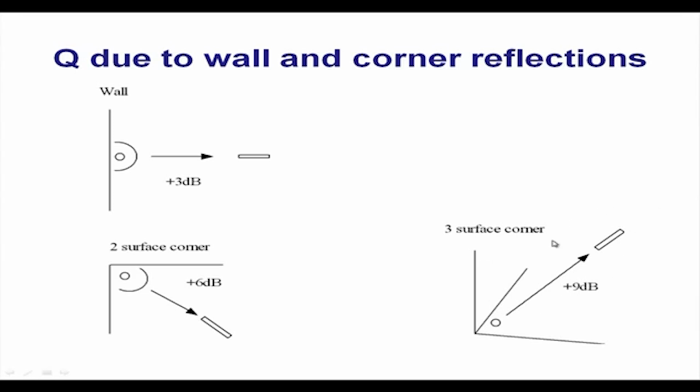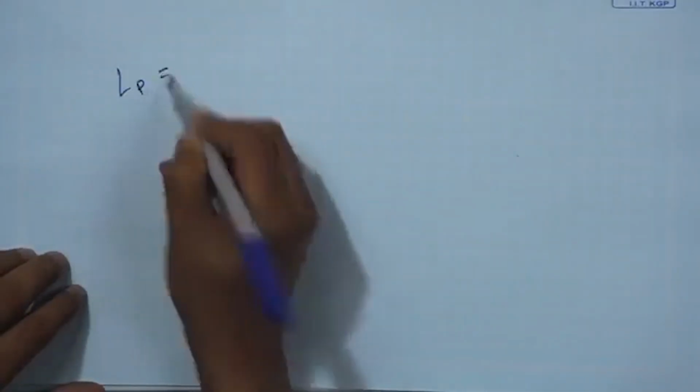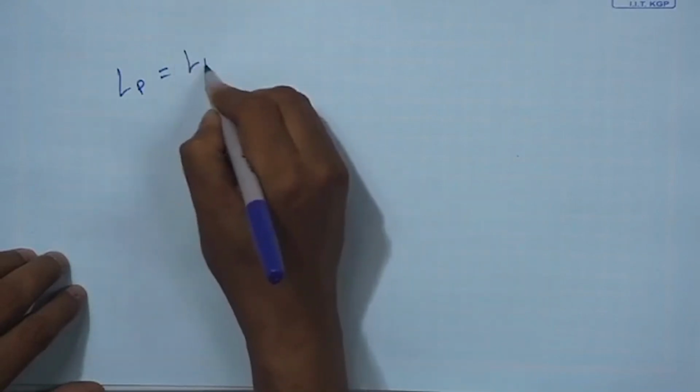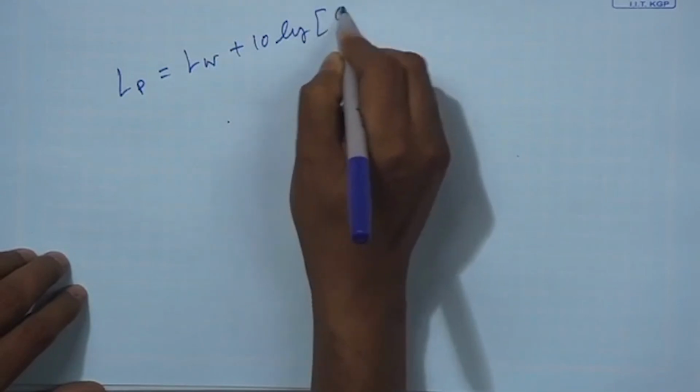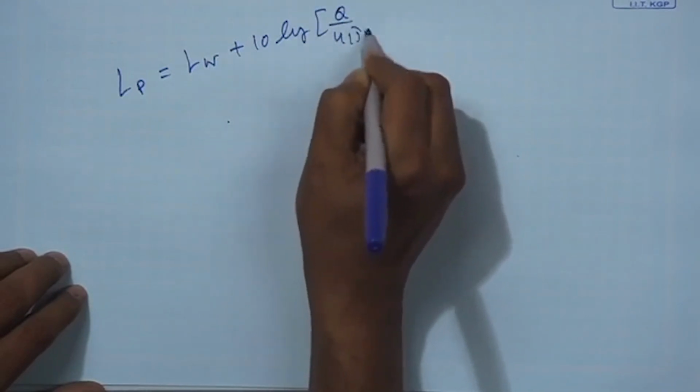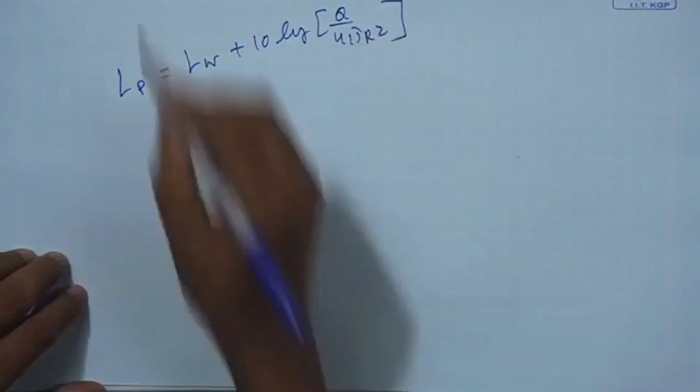So, if I put a loudspeaker on the surface wall, the directivity index is 3 dB. If I put it in the corner, at the junction of 2 walls, the directivity index is increased. Then the direct sound pressure level L_P at the point is nothing but L_W plus 10 log Q by 4 pi R square. R is the distance from the source.